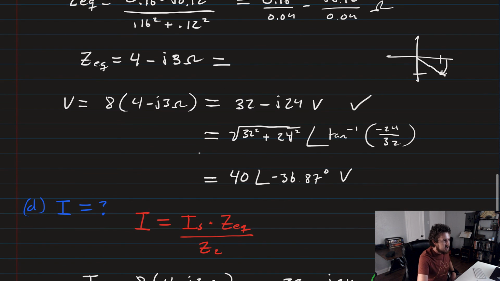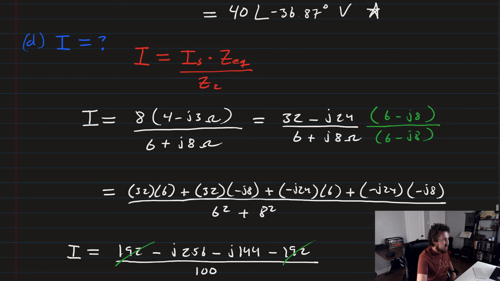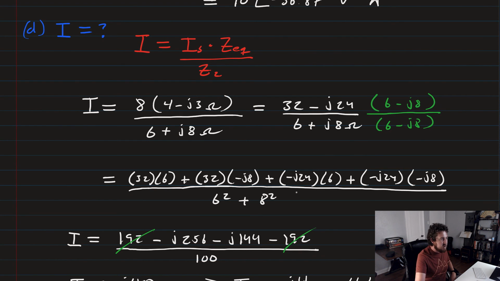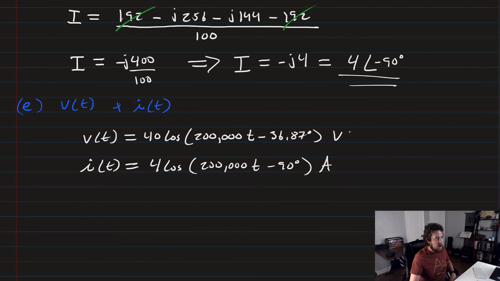Found our voltage as a phasor. Then we did current division to find the current flowing through one section of our circuit. A little bit of arithmetic there. That's pretty simple. And finally, we wrap things up by finding the steady state sinusoids for our voltage and our current.